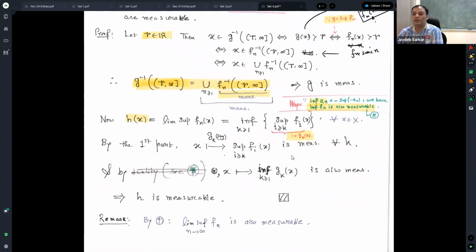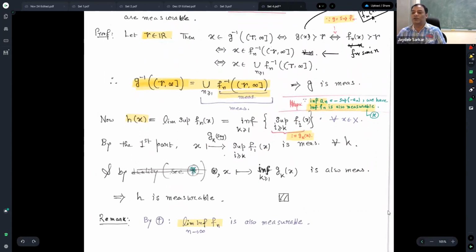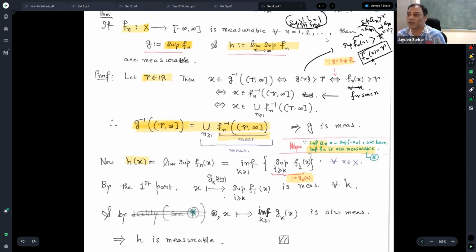So is it fine now? The second part. And for the record, I said that lim inf of Fn is also measurable, which I already pointed out, that the duality is right here.